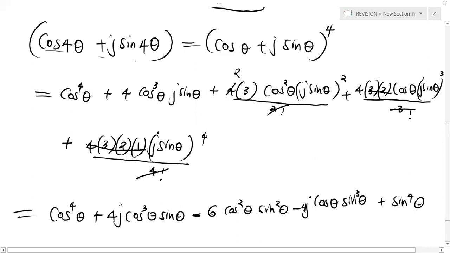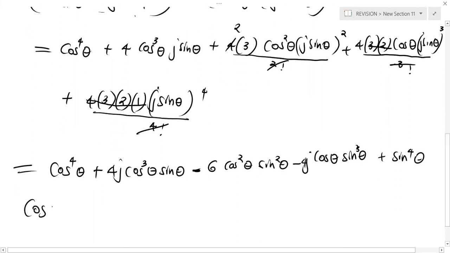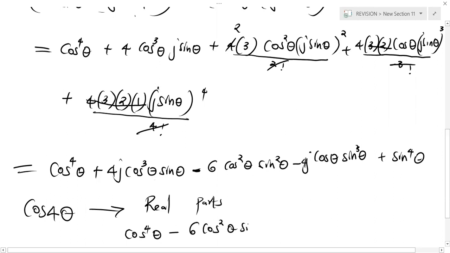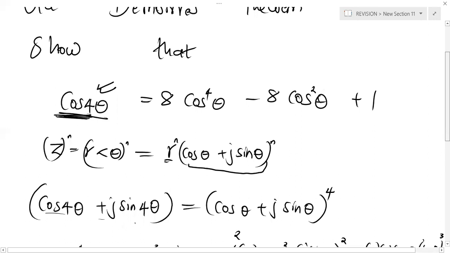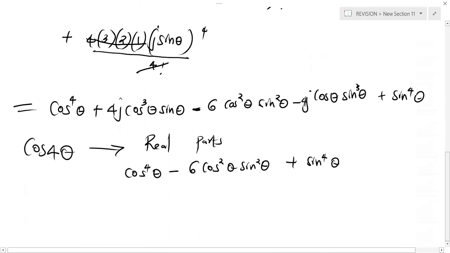So in order for me to find the expansion for cos 4θ, I take the real parts, that is, the parts without j. So the real part, I have cos⁴θ. This term has j, so I take the other one, minus 6 cos²θ sin²θ, and then this last part plus sin⁴θ. But now in our question, we've been told to show that the expansion is equal to something. As you can see, the answer has cosine terms alone, so I am going to rewrite my answer so that I get rid of all the sine terms.